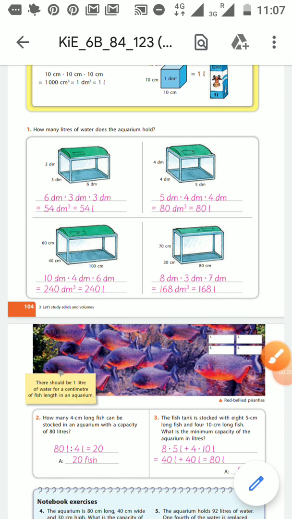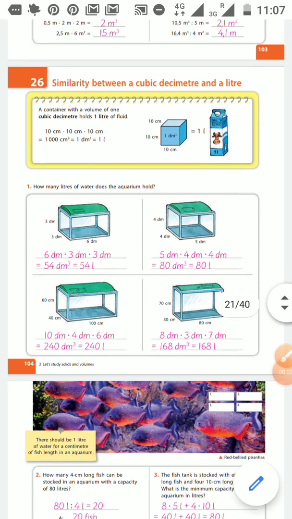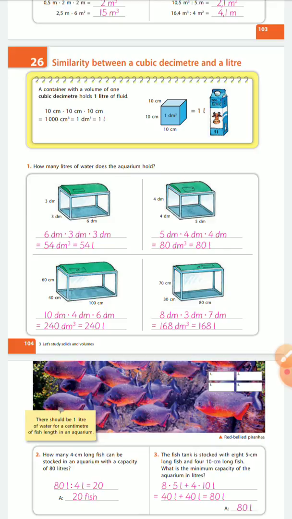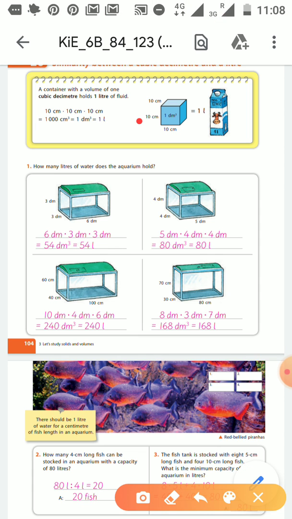Everyone. So now I'm going to go through the guidance and assessment for chapter 26. Again, we're working out cubic decimeters and liters. Now, you should know by now that a cubic decimeter is exactly the same as a liter. And the way you measure it is 10 by 10 by 10 centimeters is 1 cubic decimeter, and that's exactly the same as 1 liter there. All right. So go on to these problems here.